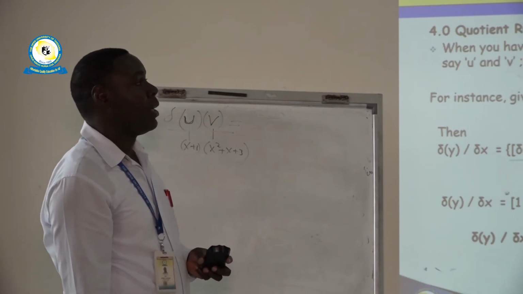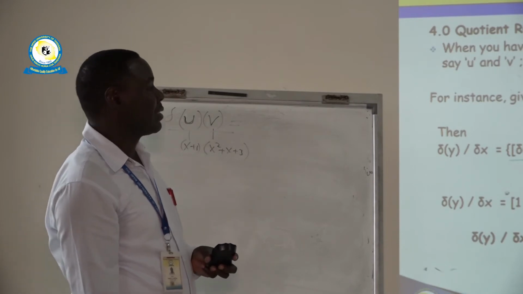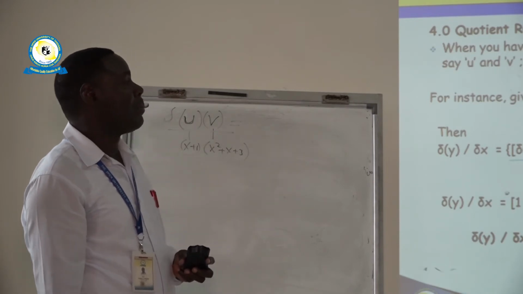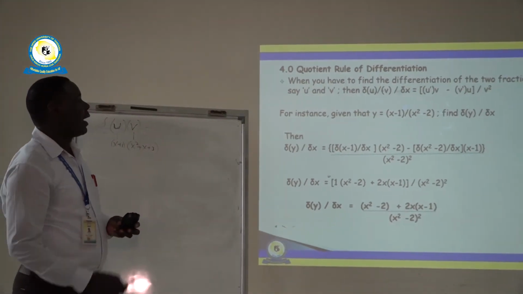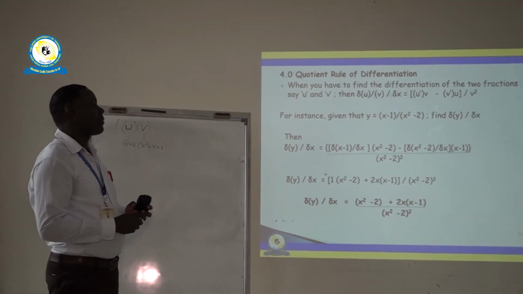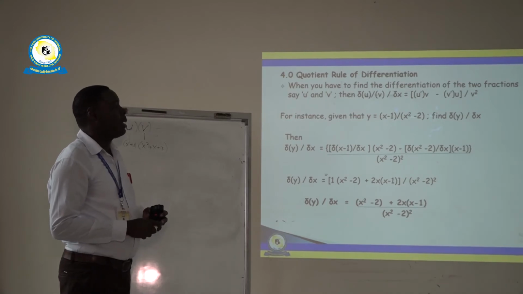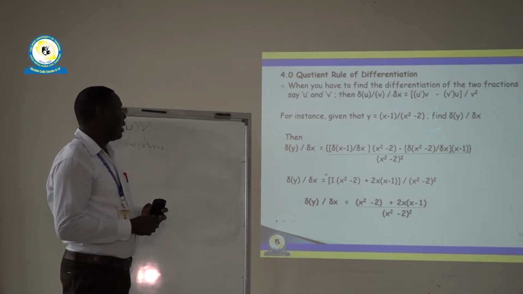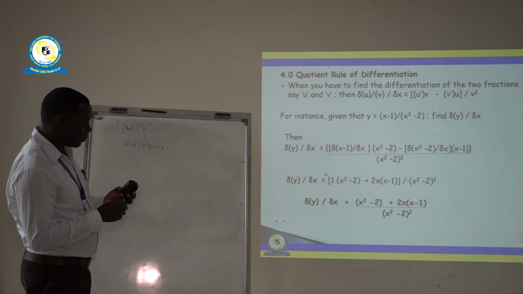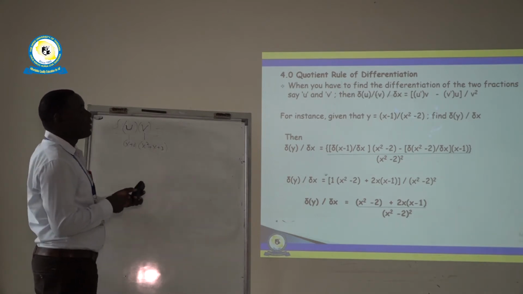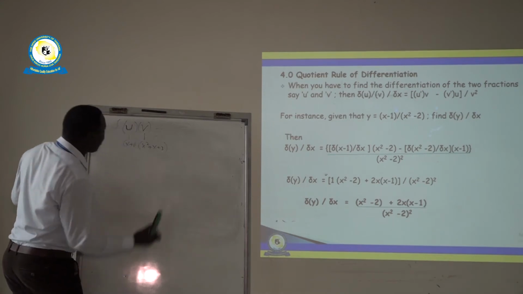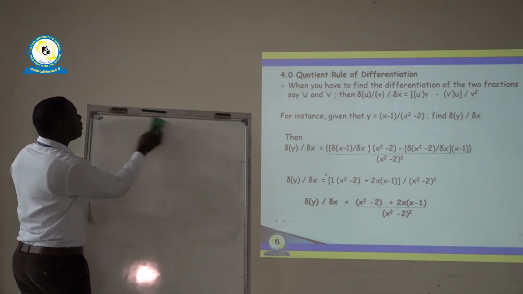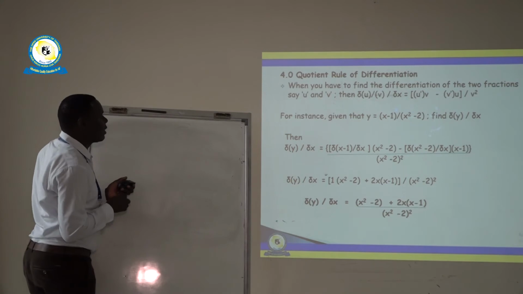What you have is the differentiation of the first factor multiplied by v. Again, you have to subtract the first derivative of the second factor multiplied with the first factor, the whole being divided by the second factor to the exponent 2. This is how it goes.